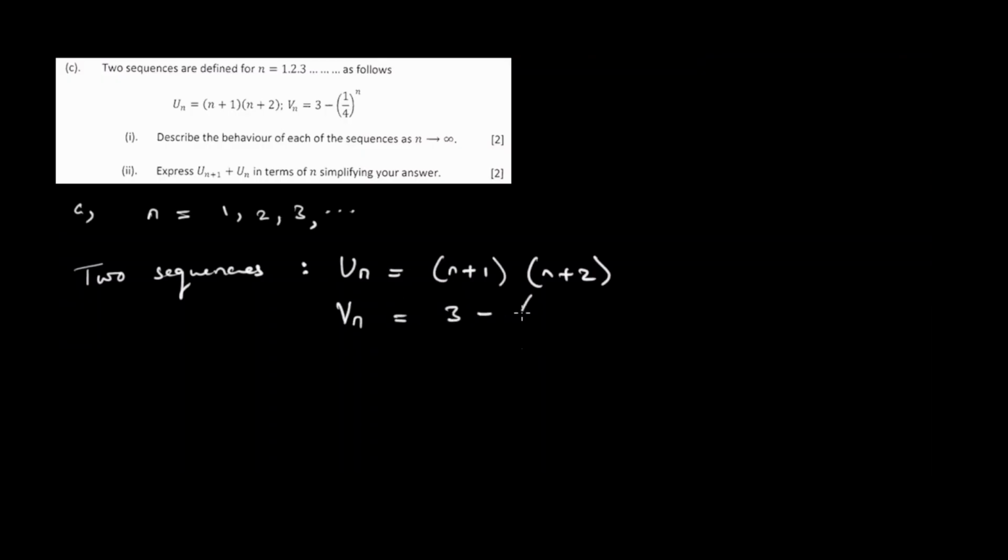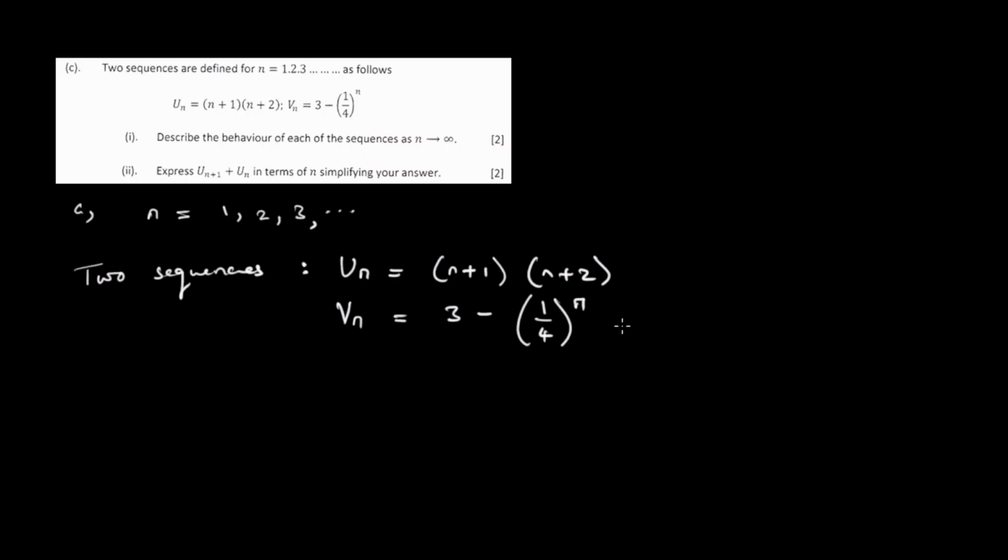Okay. So the two sequences at Tapiwa panapa, what are they? The nth term is equal to n plus 1, n plus 2. Taudzwa kuti v of n, which is also a type of the nth term, Vn is equal to 3 subtracting a quarter to the n, like that. Saka zvakunzi describe the behavior of each of the sequences as n approaches infinity.